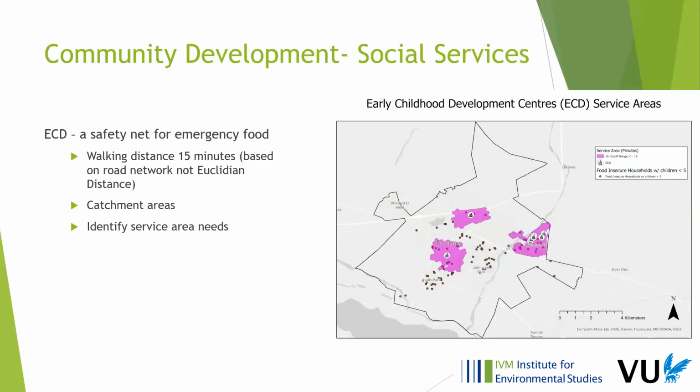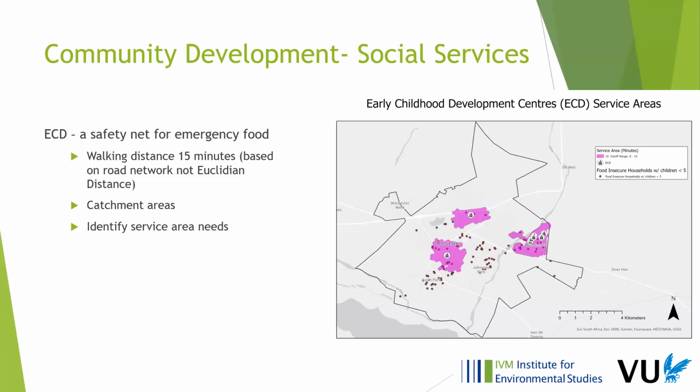Another implication is in community development. I'm using an example here of early childhood development centers, which would fall under the category of community development and social services. In our study, we did find that early childhood development centers provided a safety net in neighborhoods for emergency food. So if people, households, families found themselves in need of food, the early childhood development centers had a pantry or a food box program that would help feed families in the community.